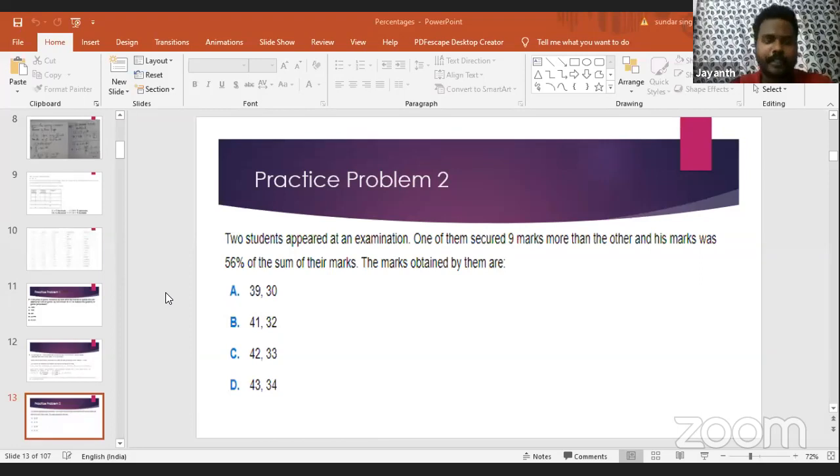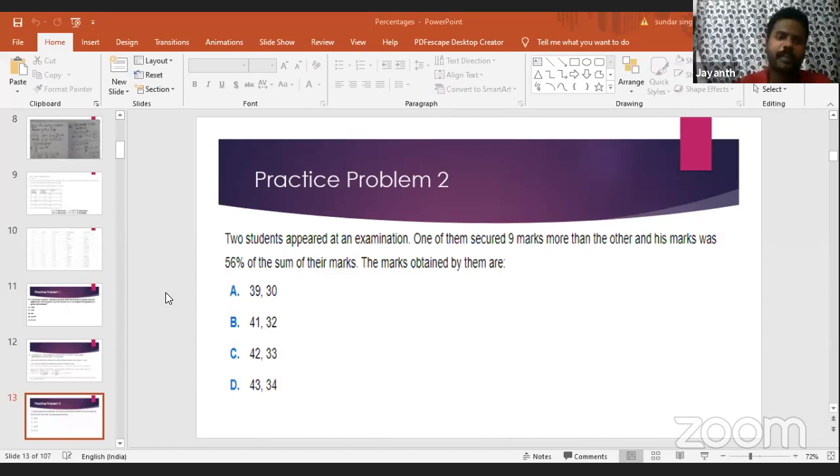Okay, look at this question. Two students appeared at an examination. One of them secured 9 marks more than the other, and his marks was 56% of the sum of the marks. The marks obtained by them are. Try to read the question, because even though you're good at maths and good at calculating percentages, first of all you're supposed to know what is exactly given in the question. Analytically understanding a problem is very, very important, because a wrong assumption about a question may lead you to a wrong answer.